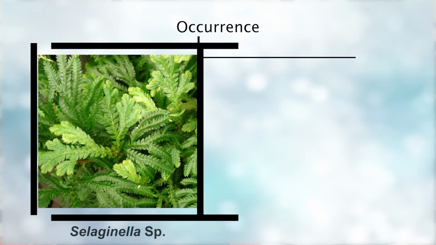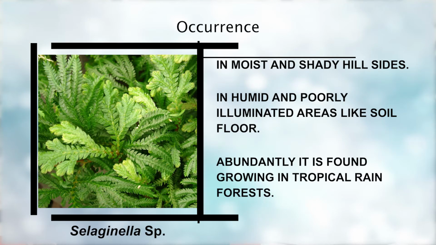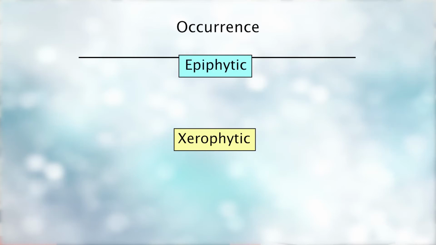They usually prefer to grow in moist and shady hill areas. They grow in areas which are less illuminated and a little bit humid, especially on the soil floor. It is found growing abundantly in the tropical rainforest. Two of its types, one xerophytic and one epiphytic, are found.